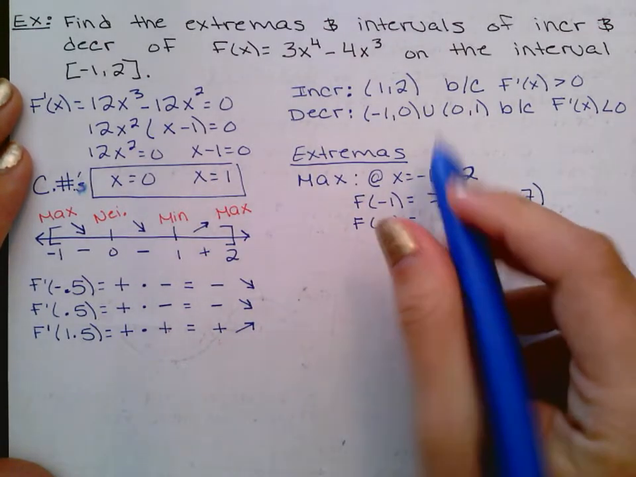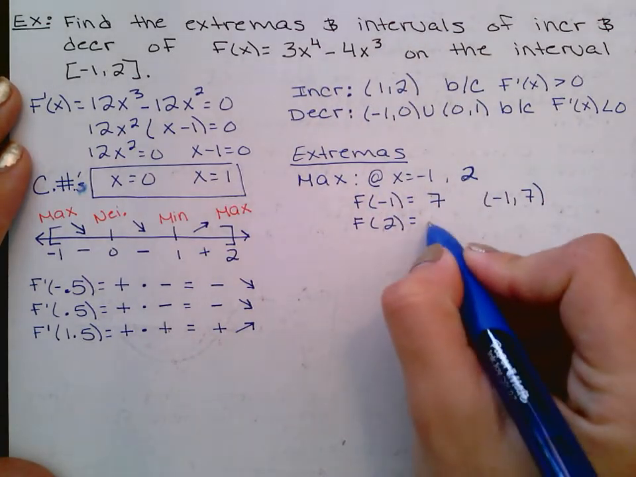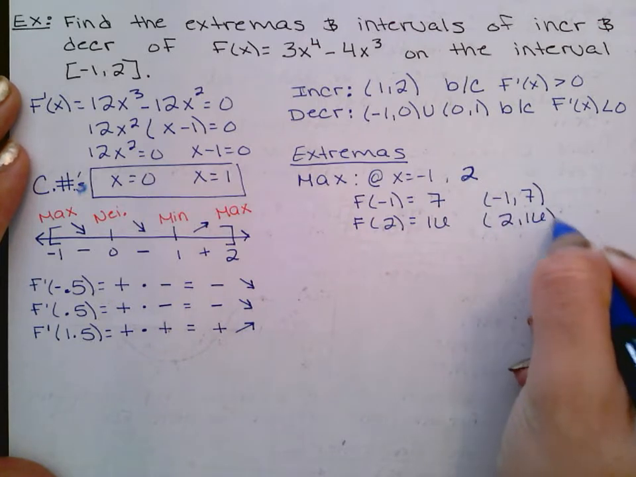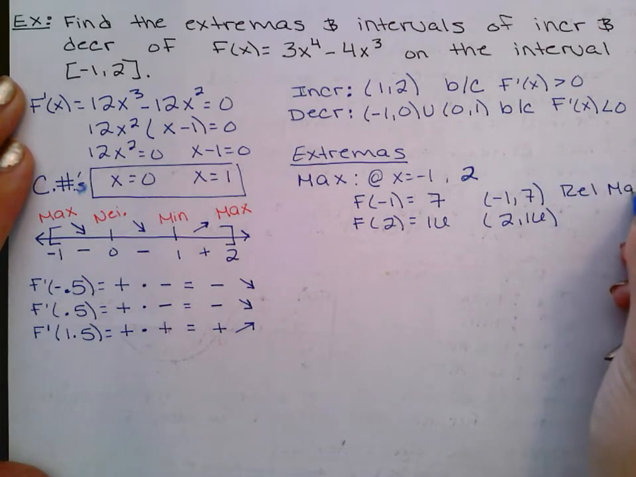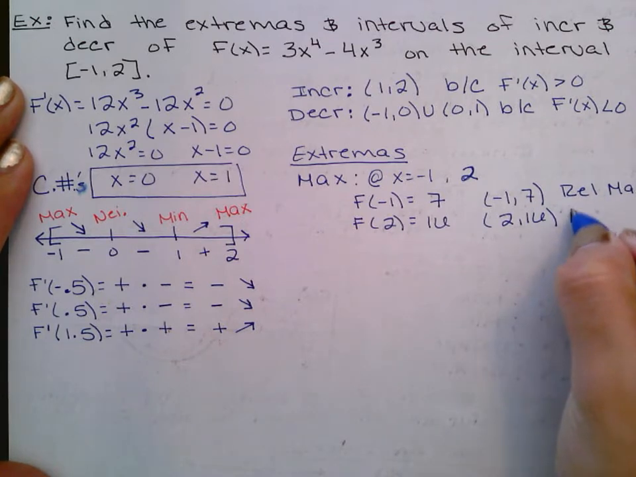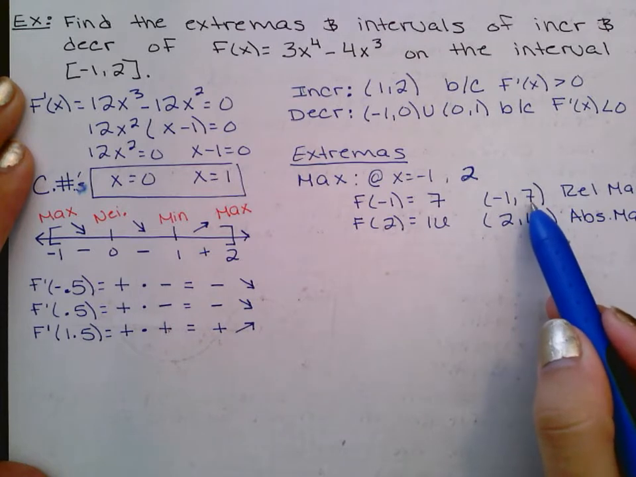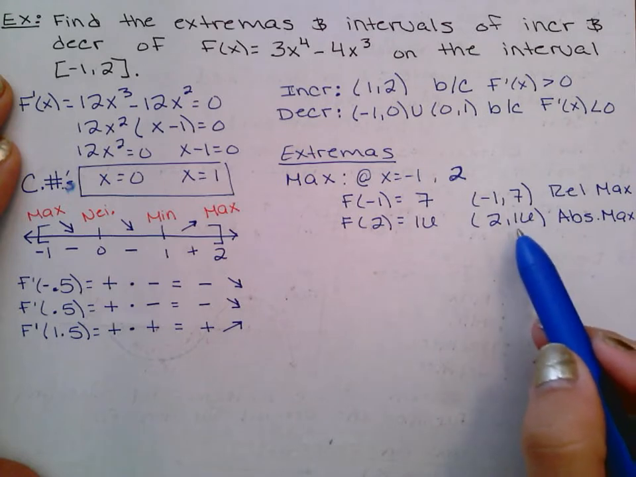And then I plug in a 2, 2 to the 4th, 2 to the 3rd, and then subtract, and you should get 16. Okay? So these are my two maximums. This one is going to be a relative max, and this one's going to be an absolute max. Okay? Now the reason is if you were to put these two on a graph, 16 would be much higher than 7. So I know this one, although they're both maxes, this one is higher.